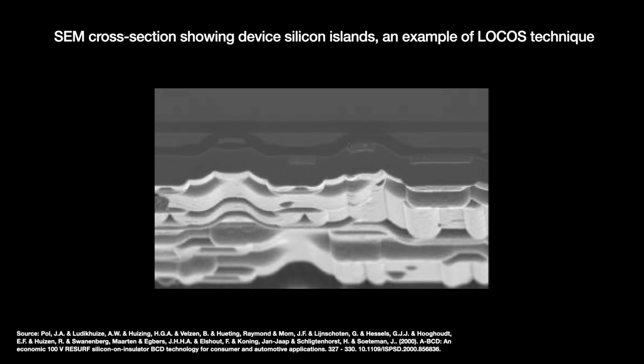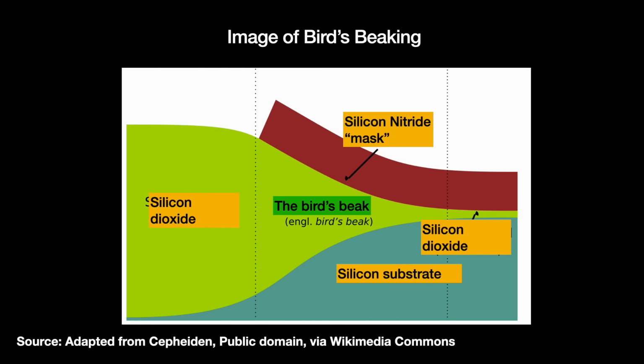LOCOS, as it is called, electrically isolates the transistors by using silicon nitride as a quote-unquote mask to selectively apply silicon dioxide on top of the silicon substrate. But then emerged an issue where the silicon dioxide would push into the so-called active area where the transistor is. Obviously, it should not be there.